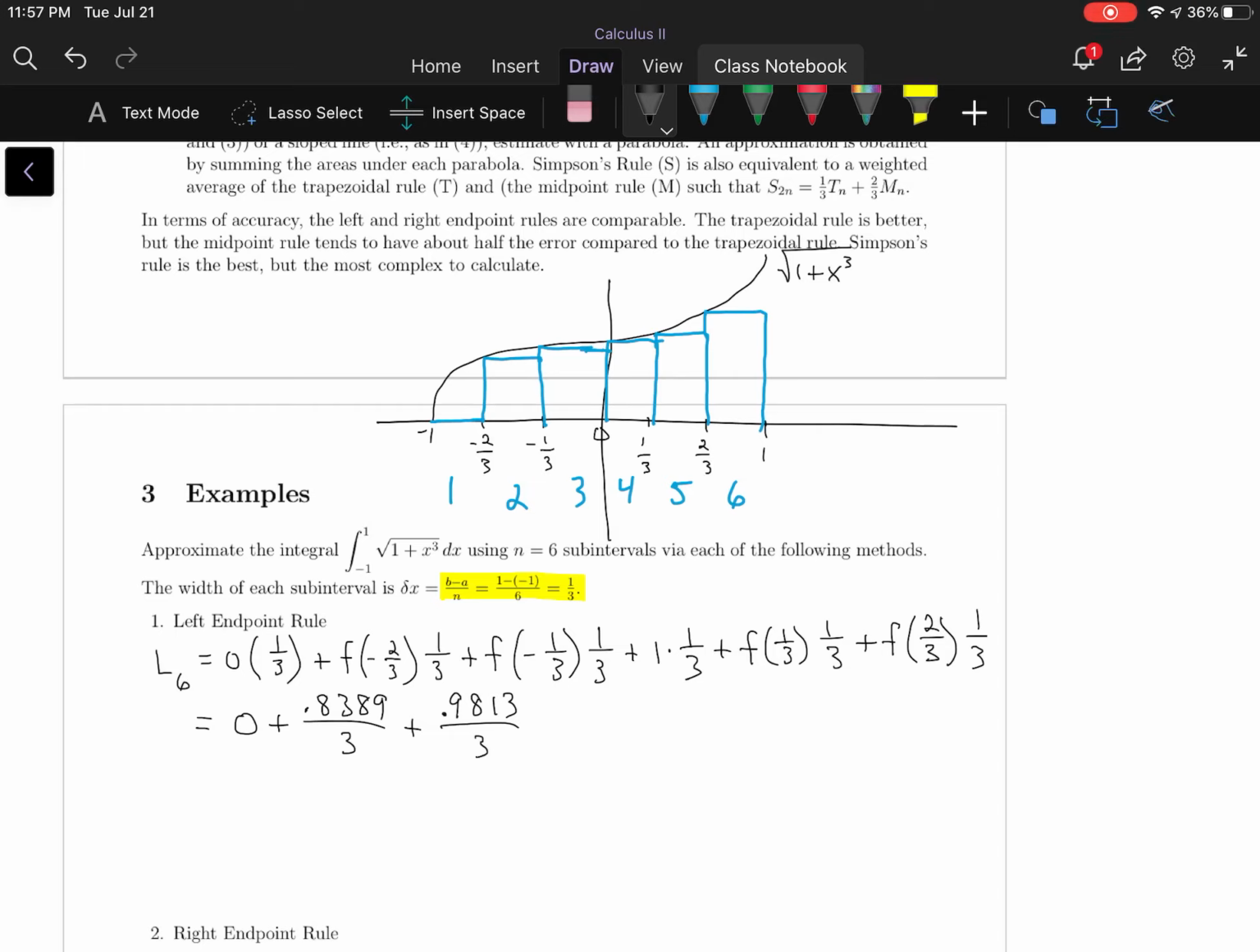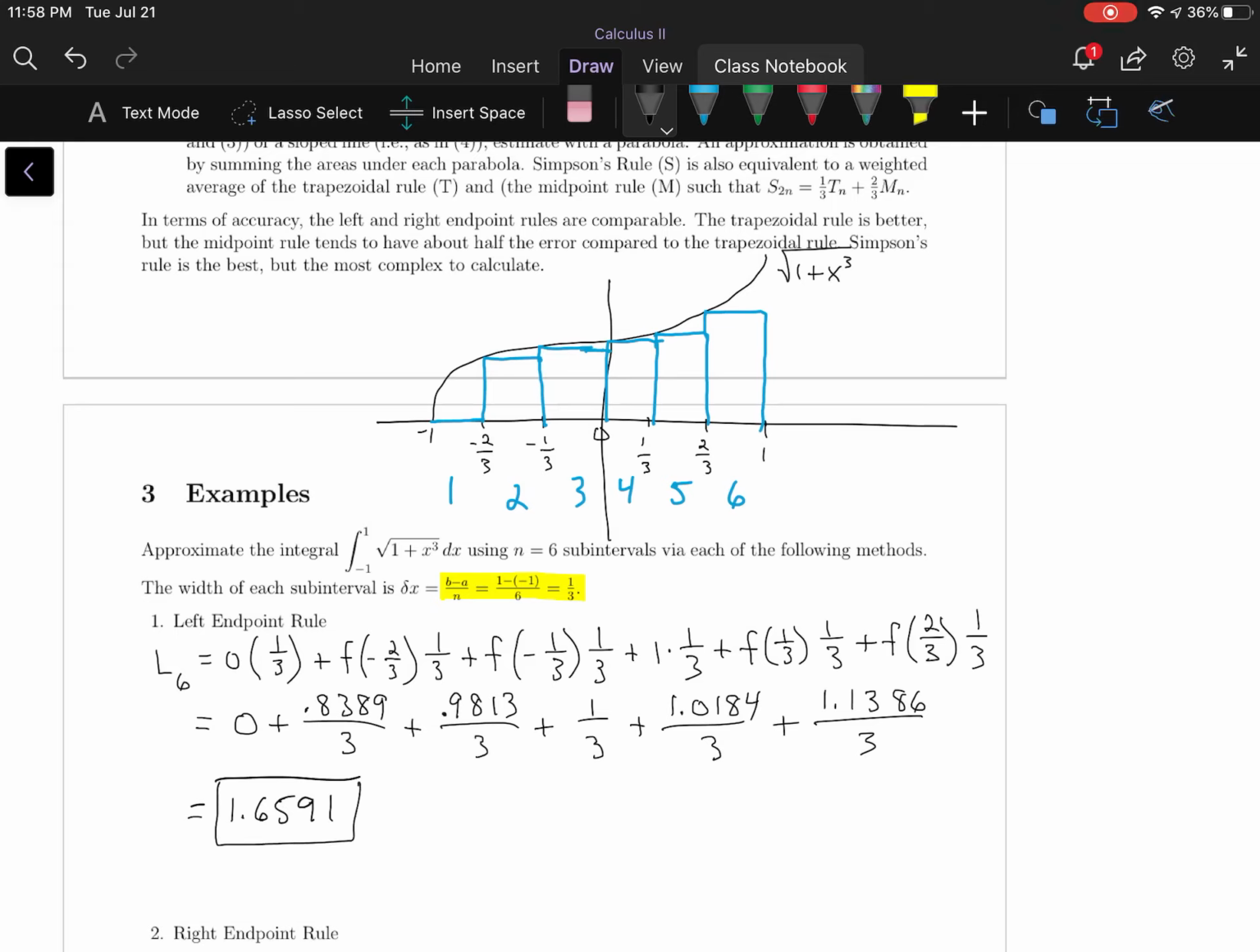So just make sure you're using your parentheses. Plus the next one is 1 times 1/3, which is 1/3, plus f of 1/3 is about 1.0184 over 3. And the last one, f of 2/3, is about 1.1386 over 3. And when you calculate all of these, you get a left endpoint approximation of 1.6591.